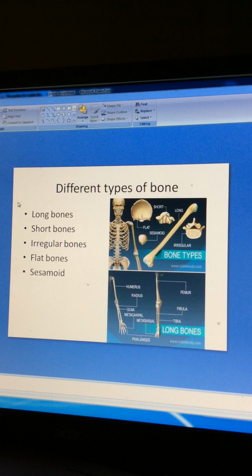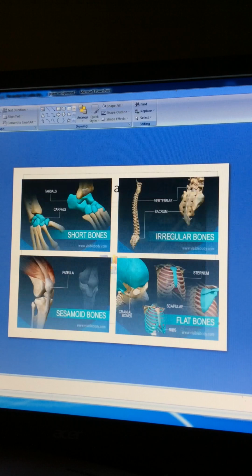Different bone types: long bones, short bones, irregular bones, flat and sesamoid bones. Short bones show the tarsals and carpals. Irregular shows the vertebrae and sacrum. Sesamoid shows the patella. Flat bones show the sternum, scapula and the cranial.